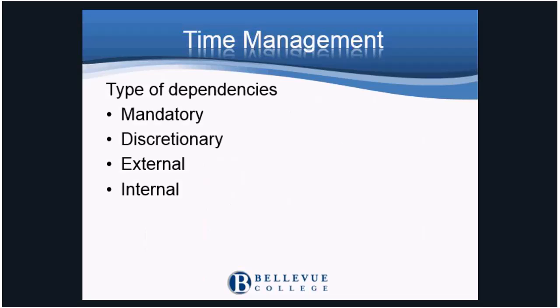A discretionary dependency is optional. The project manager gets to choose when a job will start. For example, the filling or the crust may be started first, or they may be started at the same time.